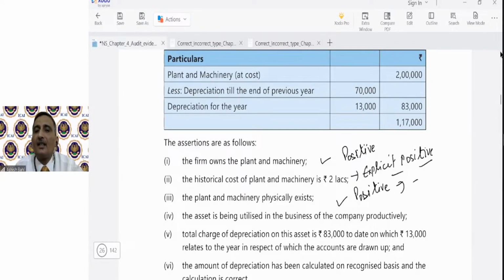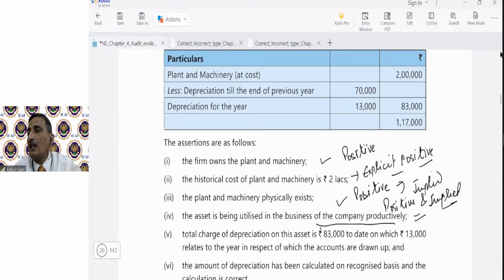These are implied assertions, because it is nowhere expressly stated that plant and machinery physically exists. So it is an implied assertion. The asset is being used in the business of the company productively. It is also a positive assertion and also an implied assertion. Positive implied assertion. So this way you have to understand. So I hope Srinivasan, it is clear to you.